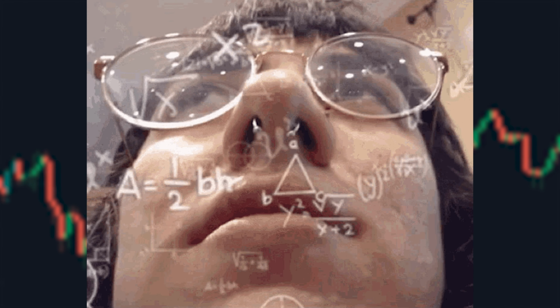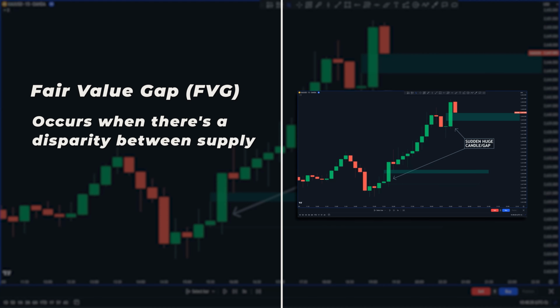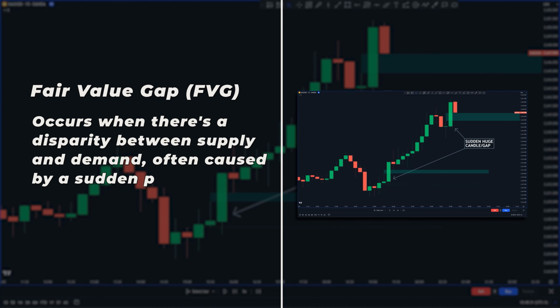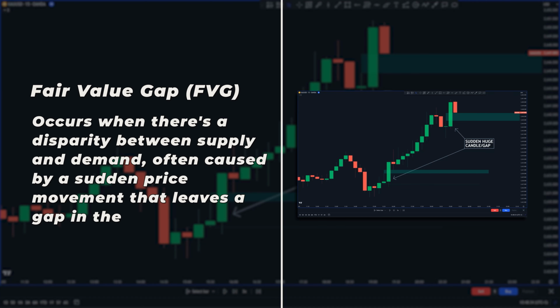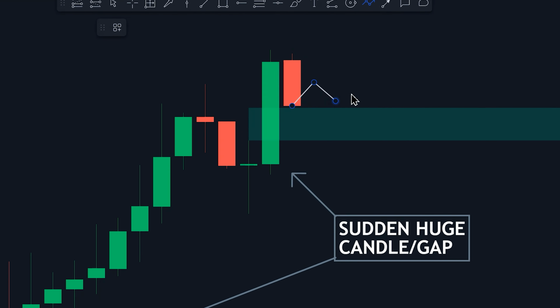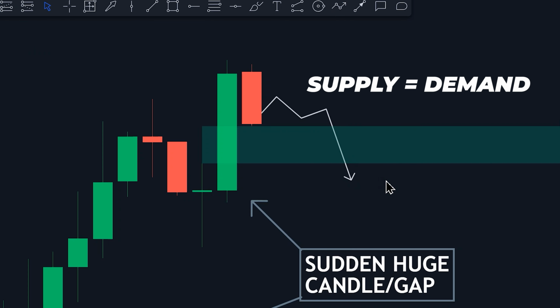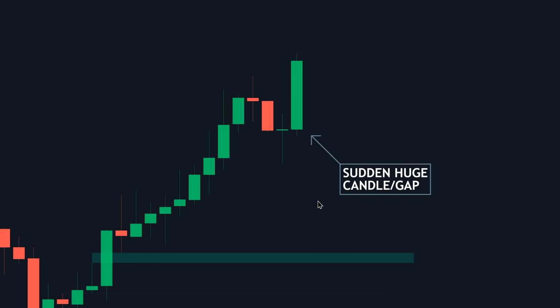So what exactly is an instantaneous fair value gap mitigation? Well, let's break it down. A fair value gap occurs when there is a disparity between supply and demand, often caused by a sudden price movement that leaves a gap in the market. These gaps represent areas where not all orders were filled, creating market inefficiencies. Now, mitigation is the process where the price returns to these gaps to quote-unquote fill them, balancing out supply and demand.